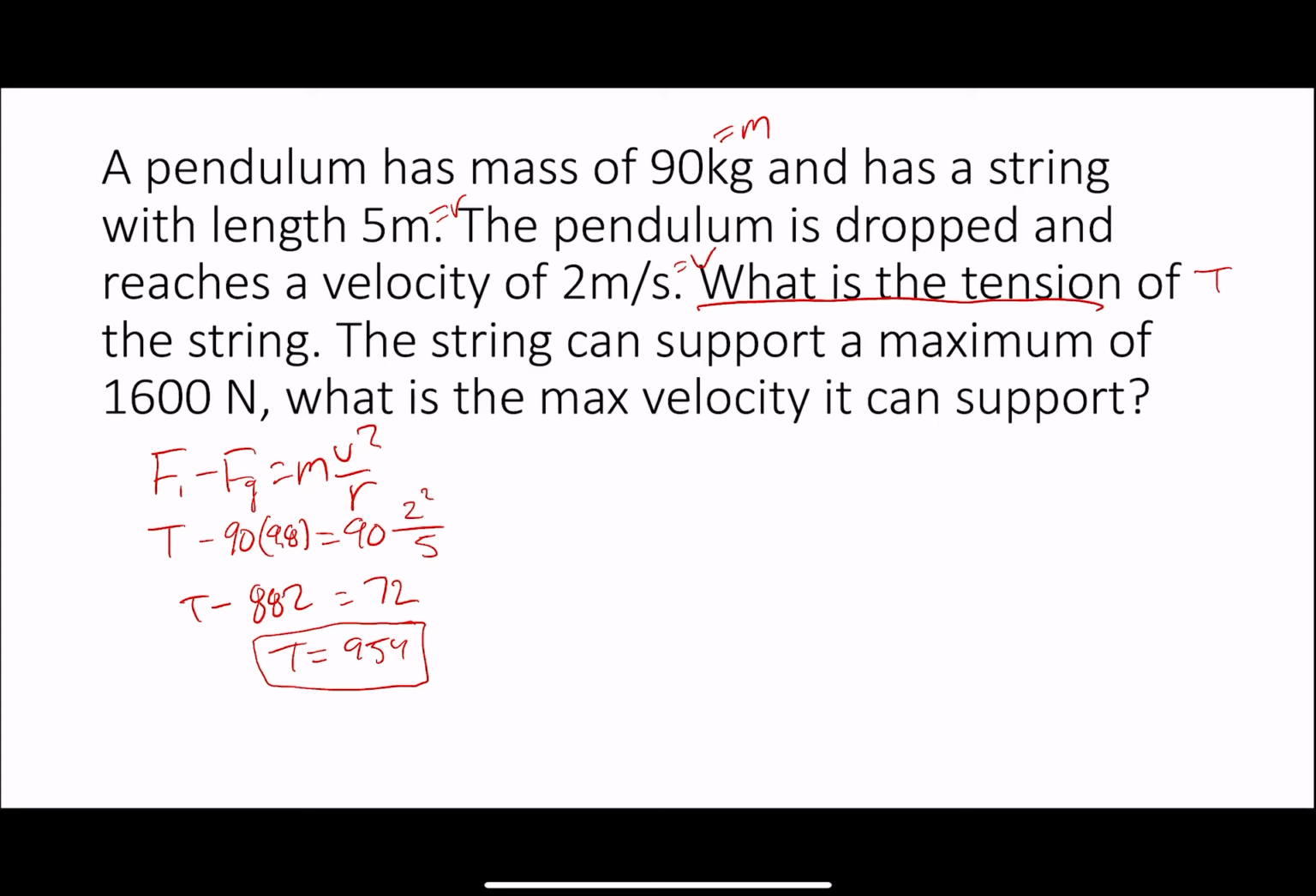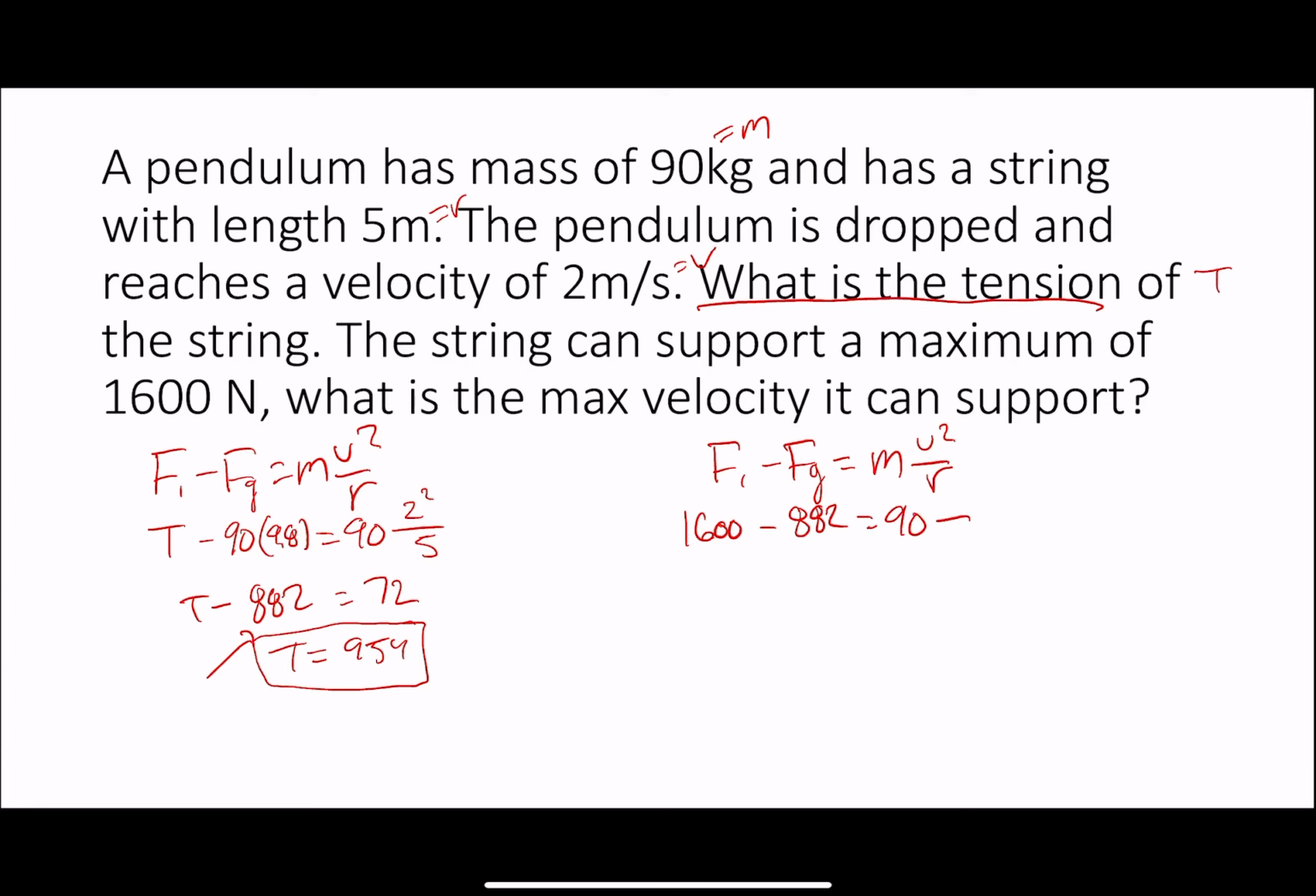And then if we want to find a string that can support a maximum of 1600 newtons, we're using the same equation. The bottom's a little easier. We only have one equation for the bottom. But in this case, our tension can only withstand 1,600 newtons. So our applied force is only 1,600 newtons. Our weight is the same, right? We should have the same number here. Our mass didn't change, and so g didn't change.